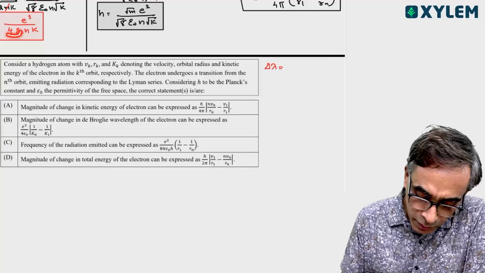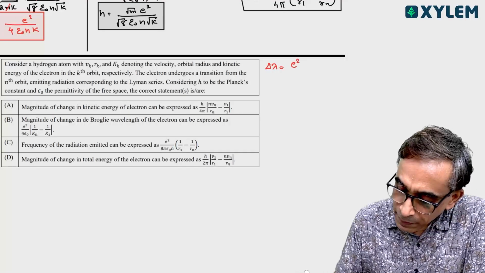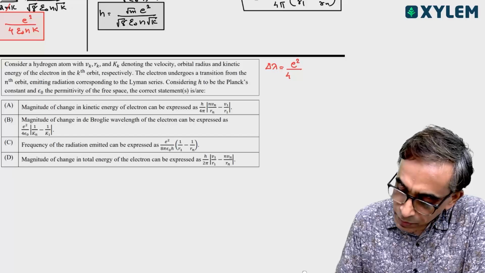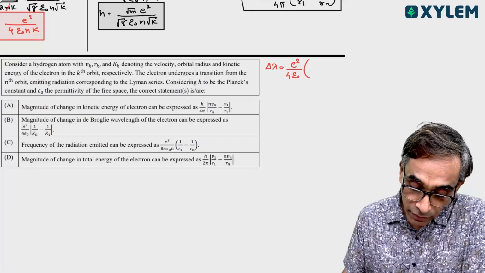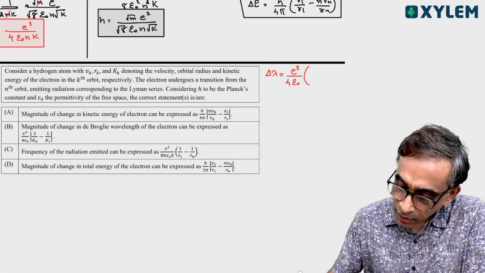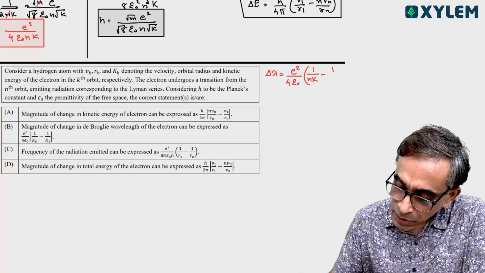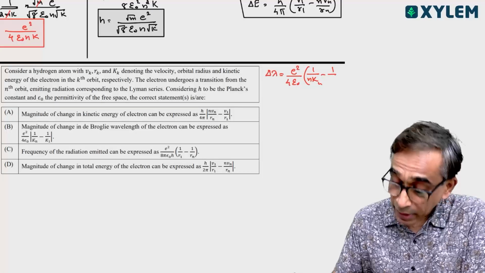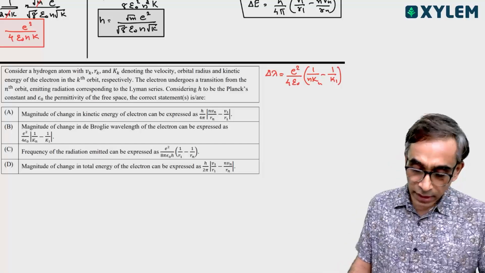by 4 epsilon 0 is constant. e square by 4 epsilon 0 bracket, from the nth orbit, what should I get? From the nth orbit, I should get 1 by nk, minus, for the first orbit, I'll get 1 by k1. So that is the equation.